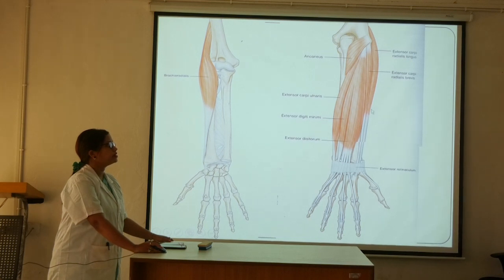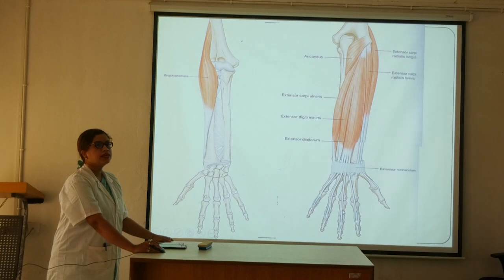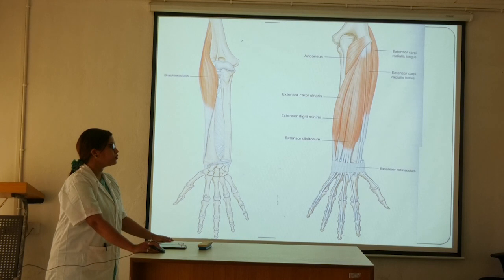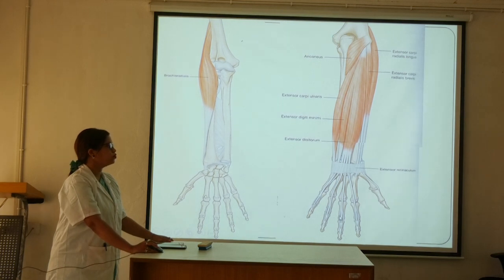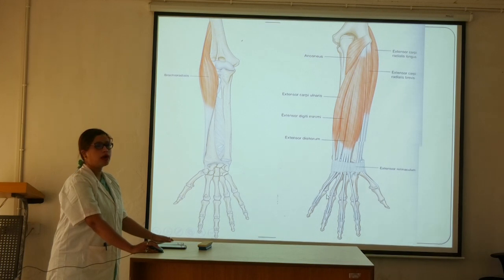And see the extensor digitorum, it is very thick. Okay, and how is it going? What is this? This is the extensor retinaculum, and what it makes over these 3 digits is known as the dorsal digital expansion. Okay, dorsal digital expansion. Each one makes an expansion: 1, 2, 3. Okay, but extensor digiti minimi is going to only 1.